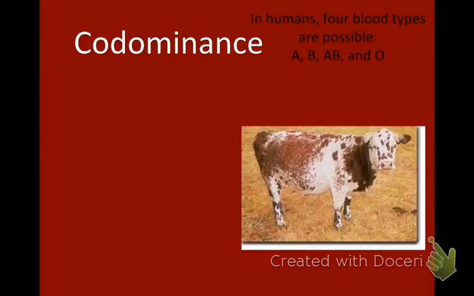So, codominance. In humans, there are four possible blood types. You can have A blood, you can have B blood, you can have AB blood, and you can have O blood.